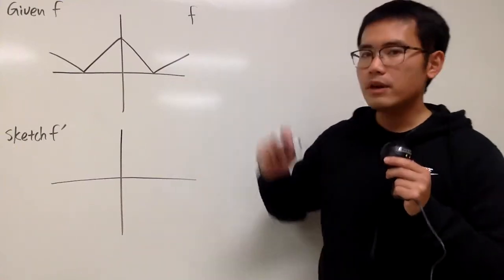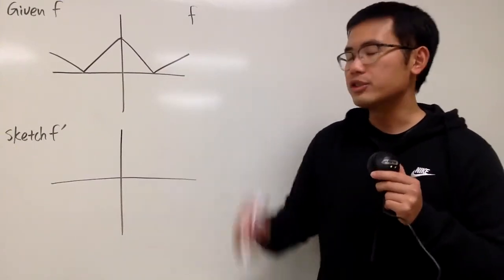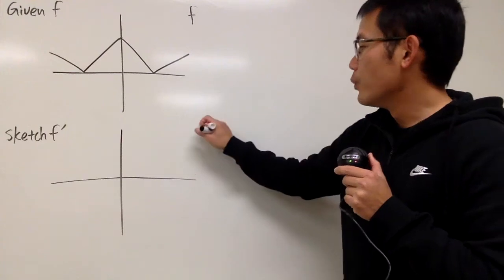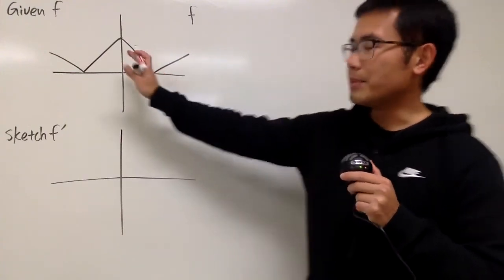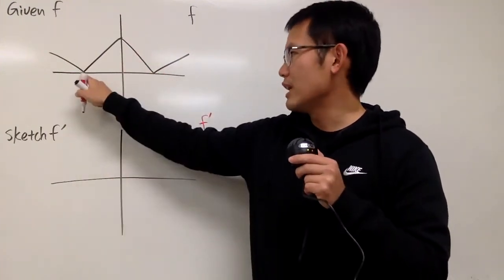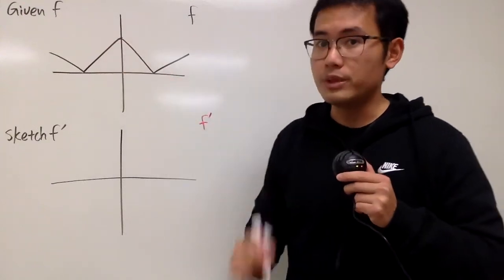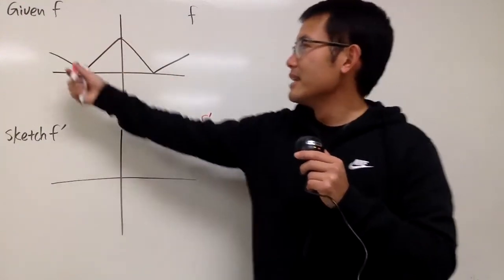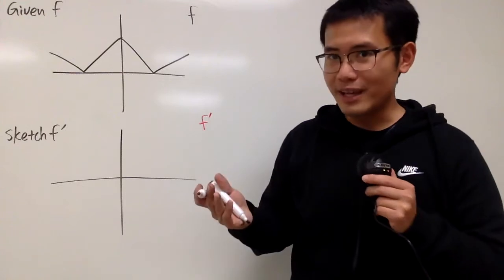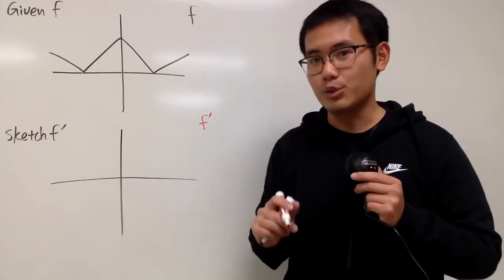Okay, we're given the graph of the original function and we'll try to sketch its derivative. So here we go. Well, notice that we have a bunch of corners here, so we actually do not have the derivative here, here, and there. So be really careful. But the good thing is that these are all straight lines, so we actually just have constant derivative, right?